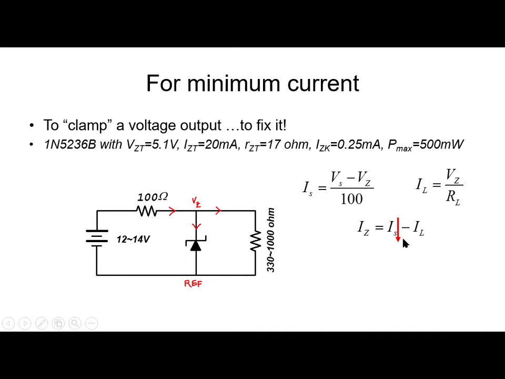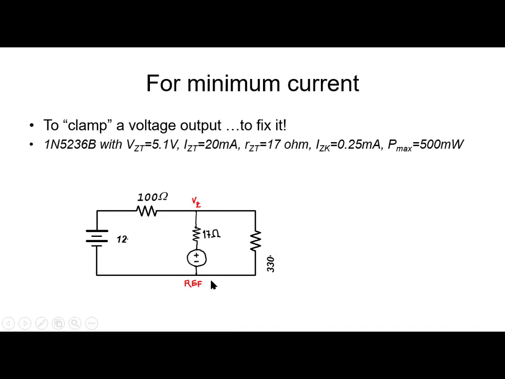We notice that when we decrease the current in the source and we increase the current in the load, the current in the Zener is reduced. So what is the worst that could happen in terms of the minimum current? Well, that the voltage in the source is 12 volts and that the load is absorbing maximum current. The load would be a 330 ohm resistor. Let's replace the Zener with its equivalent circuit, 17 ohms and Vx.